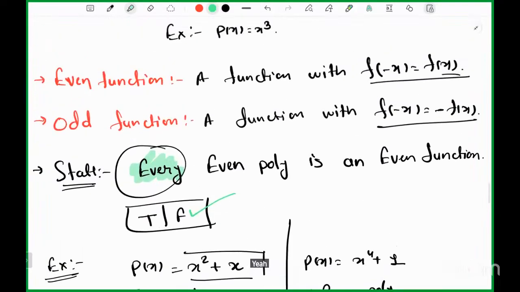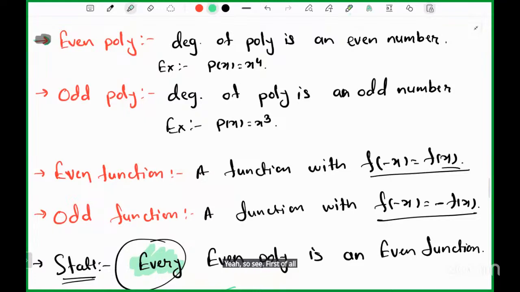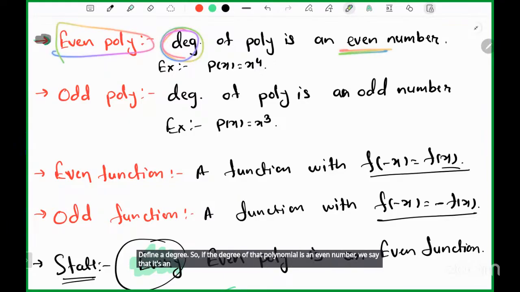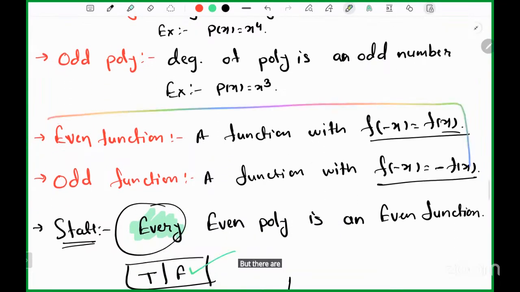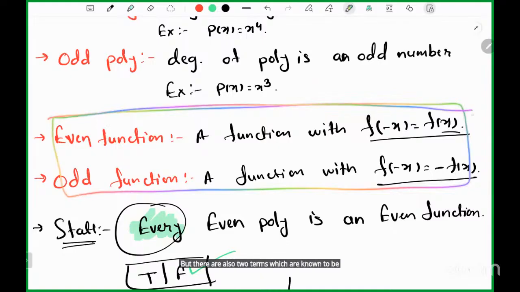Yeah. So see, first of all, consider the definition. So even polynomial means, this word polynomial we have. For every polynomial we have defined a degree. So if the degree of that polynomial is an even number, we say that it's an even polynomial. Okay. If the degree of the polynomial is an odd number, we say it's an odd polynomial. But there are also two terms which are known as even functions and odd functions.